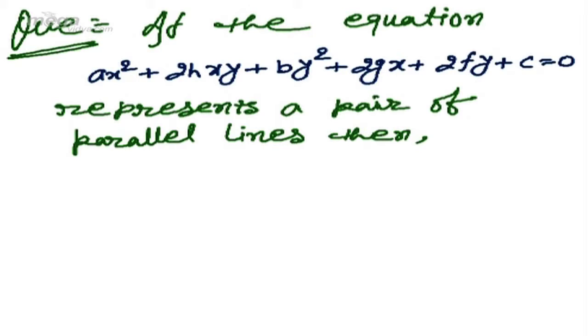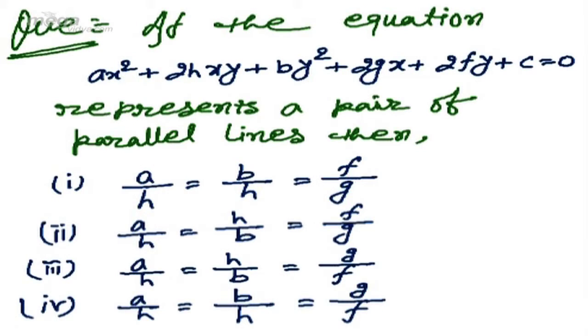So student, the question is, if the equation ax square plus 2hxy plus by square plus 2gx plus 2fy plus c is equal to 0 represents a pair of parallel lines, then, and your options are: first option is a by h is equal to b by h is equal to f by g. Second is a by h equal to h by b equal to f by g. Third is a by h equal to h by b equal to g by f. And fourth is a by h is equal to b by h is equal to g by f.